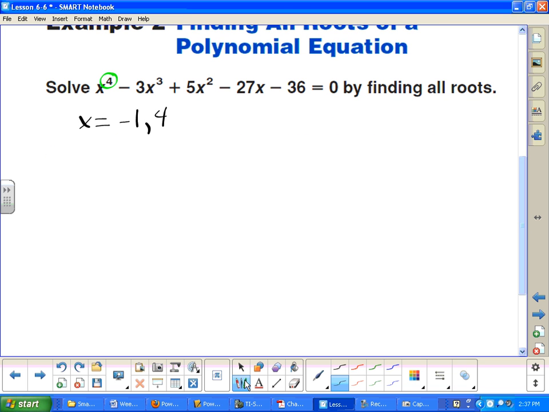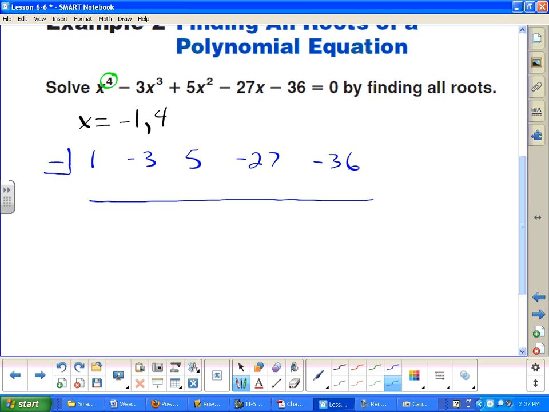Here you go, Gage. Here's another one of those situations. Right? Which number is easier to use? Negative 1's easier to use, so I'm going to use that first. So we do negative 1, coefficients 1, negative 3, 5, negative 27, negative 36. Make sure you have every single one there. To the fourth, to the third, squared, first power, and 0. Okay, we're good.